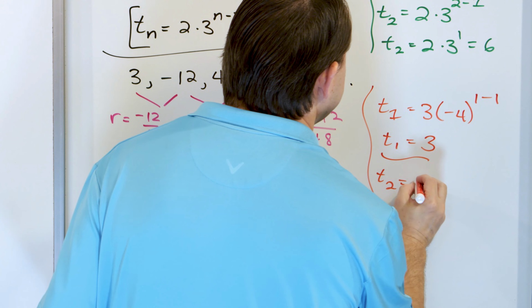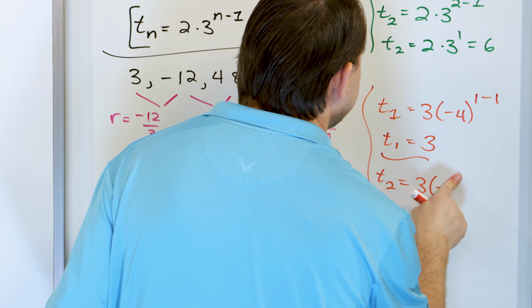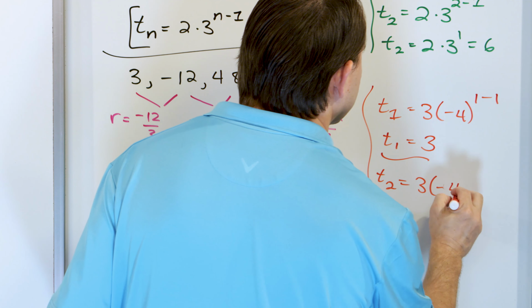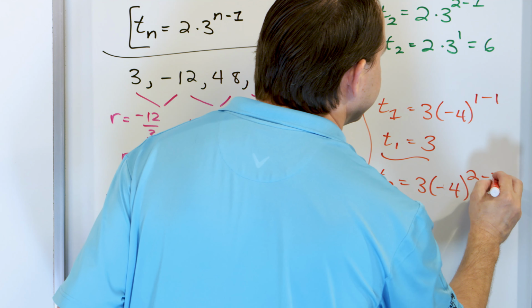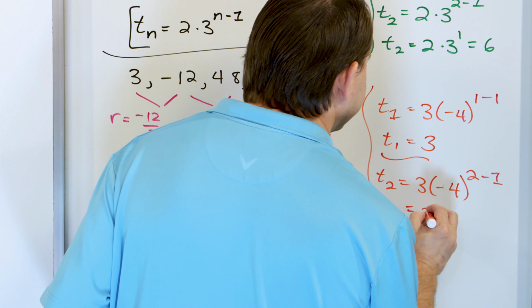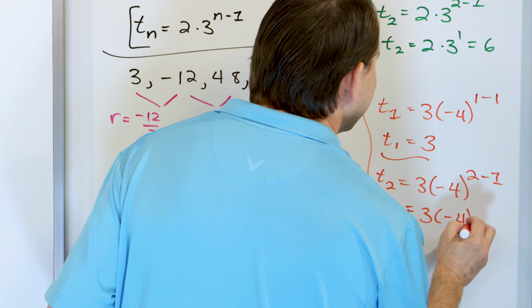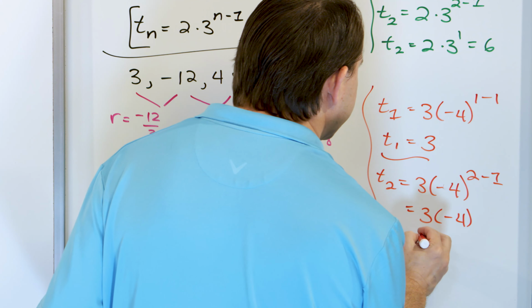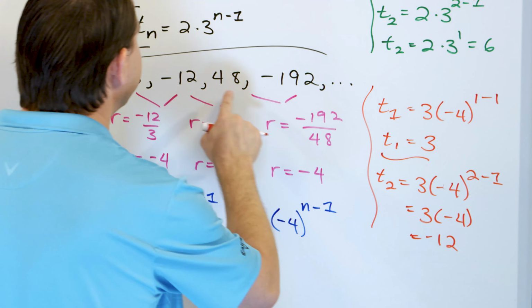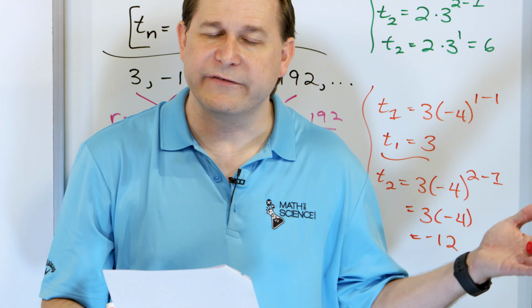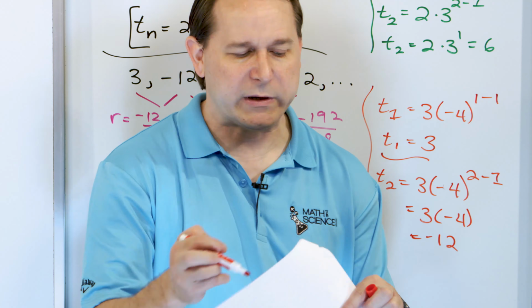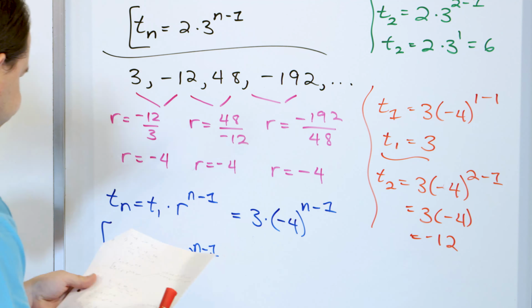The second term is 3 multiplied by negative 4 to the power of n minus 1. I'm putting n is equal to 2, 2 minus 1. So what you're going to have here is 3 times negative 4, because the exponent is just 1. So then you get negative 12. Negative 12 is the second term of the sequence. So keep on cranking through, and you can recover all of these terms, and then you can go beyond it to get to whatever term you want.